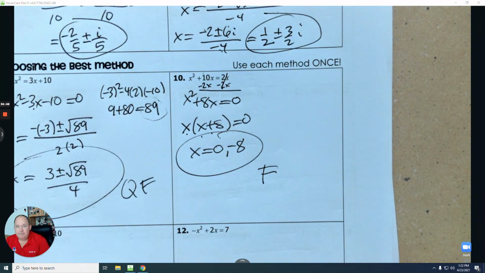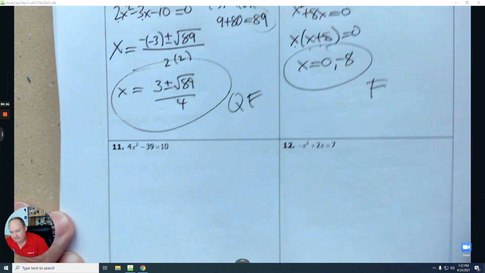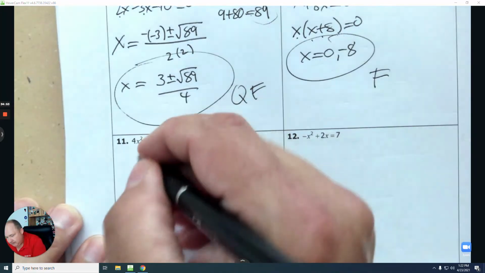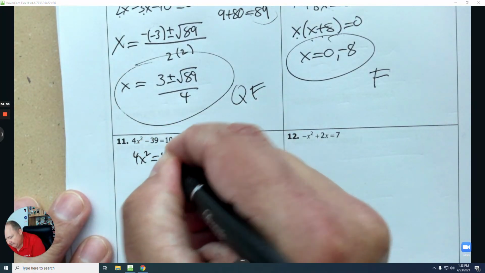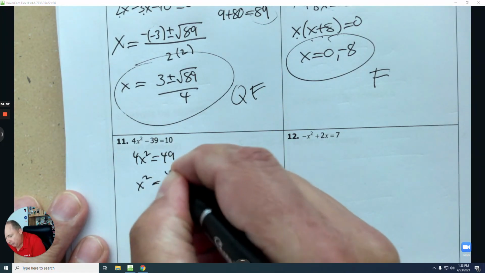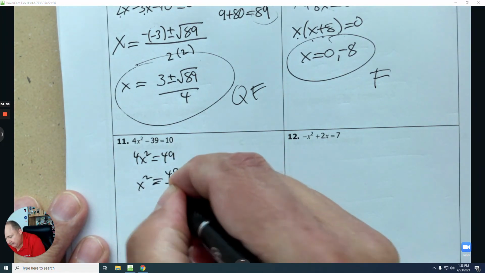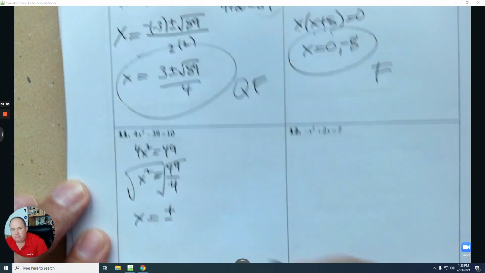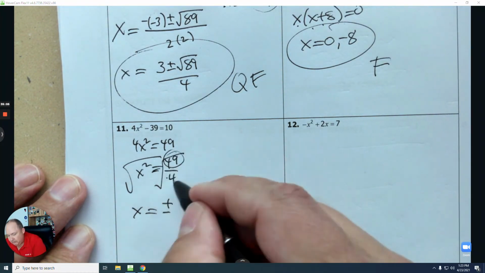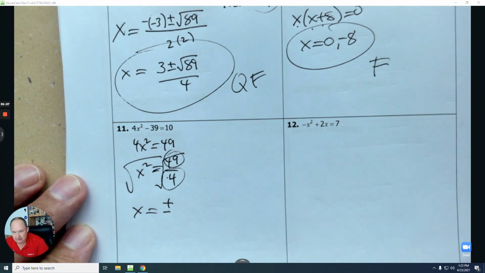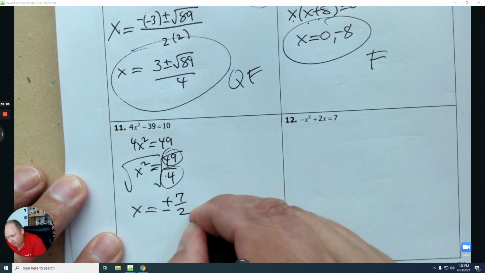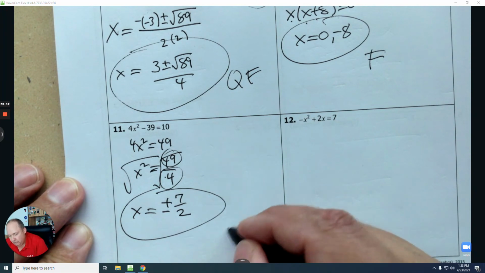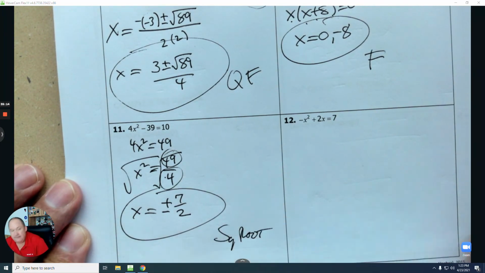Number 11, I have no linear term. So I'm going to add 39. I'm going to divide by 4. So my whole work is to isolate the x. When I square root a fraction, I know the answer is positive or negative. Just square root each one separately. No biggie. The square root of 49, the square root of 4, and you have your answer. So we use the square root method here.